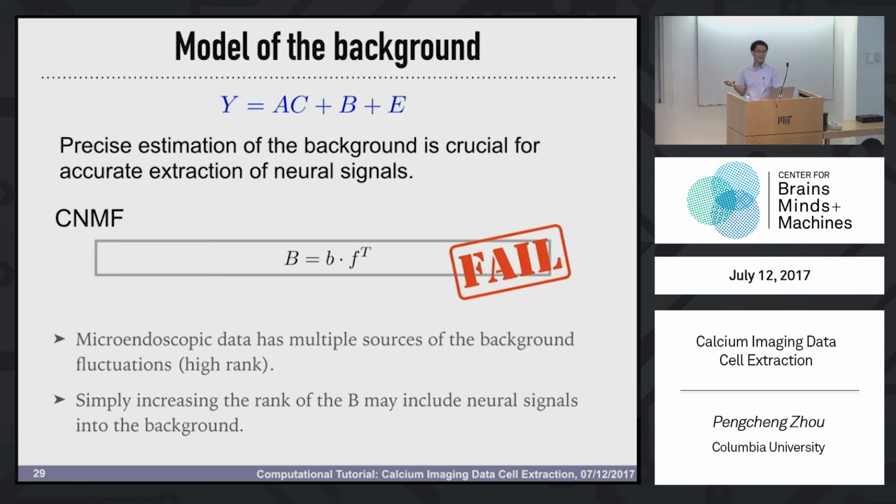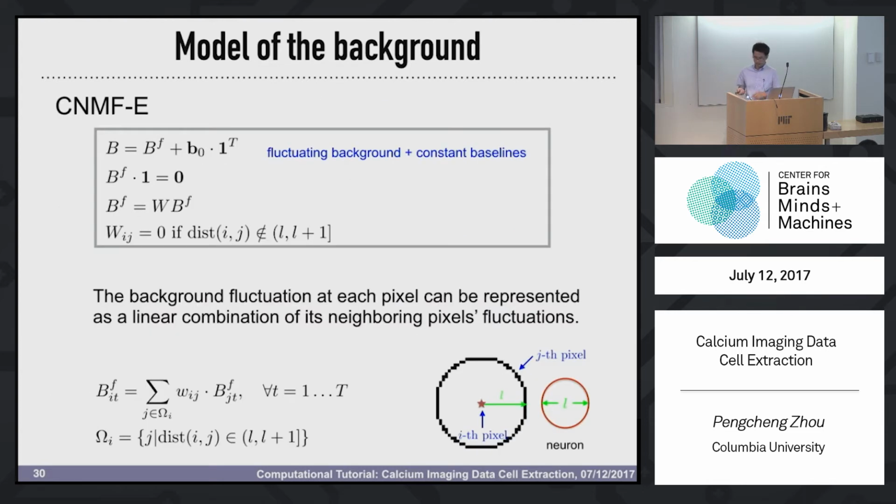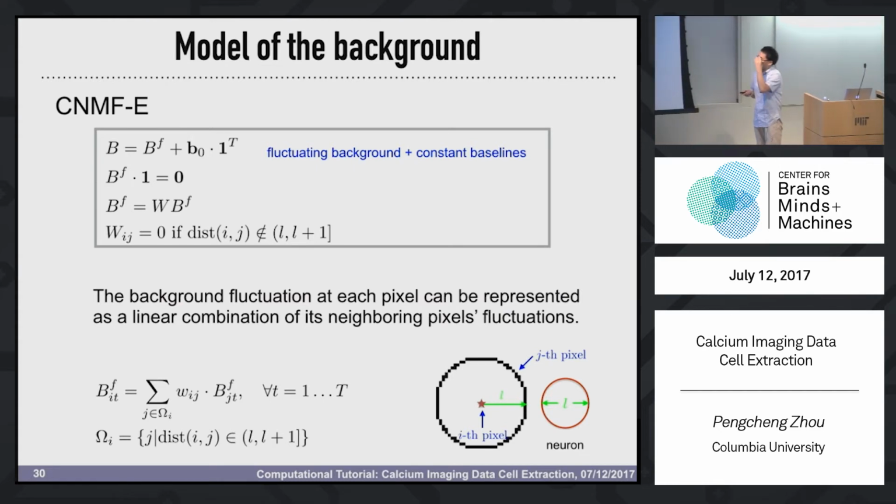So the plain CNMF will fail in microendoscopic data. Here I will mention our new model of the background in microendoscopic data. We first decompose the background fluctuation into two components. The first one is only the fluctuating background, that means how the fluorescence intensity fluctuates over time. And also a constant baseline. So for each pixel, the baseline is stable. It doesn't change over time.